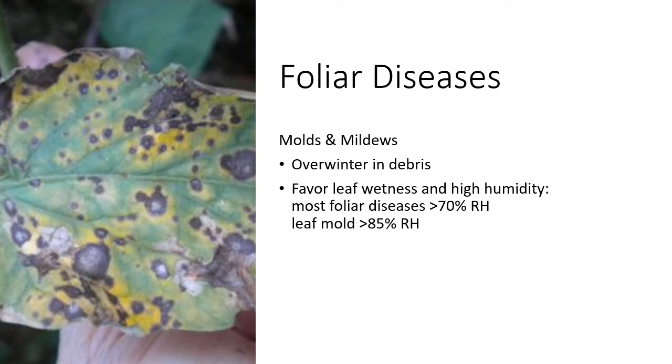Leaf mold really prefers a higher relative humidity, 85% and up. I like, though, to always use 70% as our threshold to really try to keep our humidity down, because that's where we see the most of our foliar diseases.